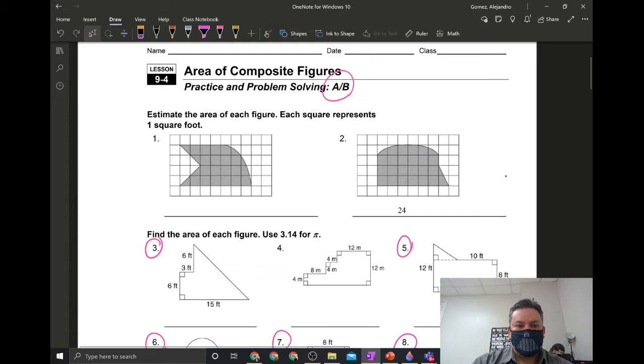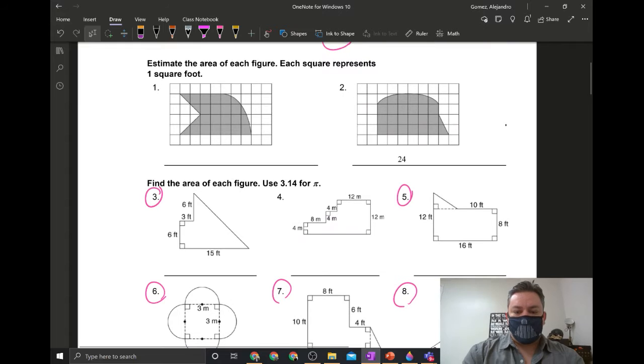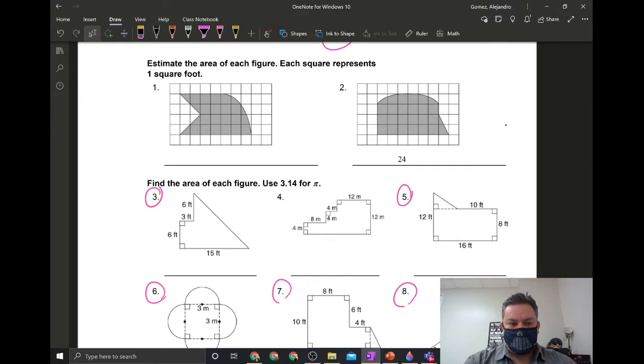Welcome back to another day of 7th grade math. Today we're gonna keep talking about area of composite figures. Now this is the assignment that you guys need to work on. I'm not gonna do all of them. I'm just gonna do a couple of them, make it fast and quick so that you can have an idea of what you need to do.